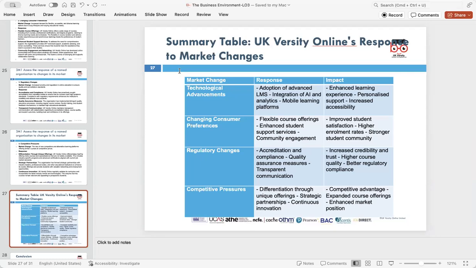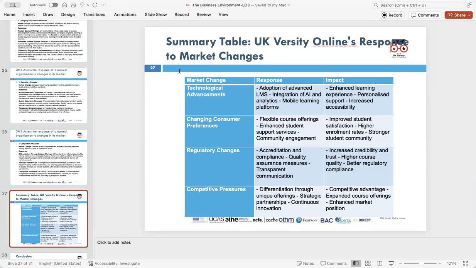Changing consumer preferences. The market change is increased demand for flexible, accessible, and diverse learning options due to busy lifestyles and different educational needs. Response: UK Versity Online offers flexible course offerings, enhanced student support services, and promotes community engagement. Impact: these responses have improved student satisfaction, led to higher enrollment rates, and created a stronger student community.